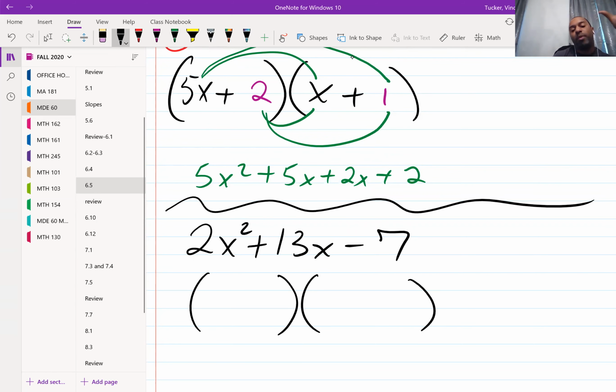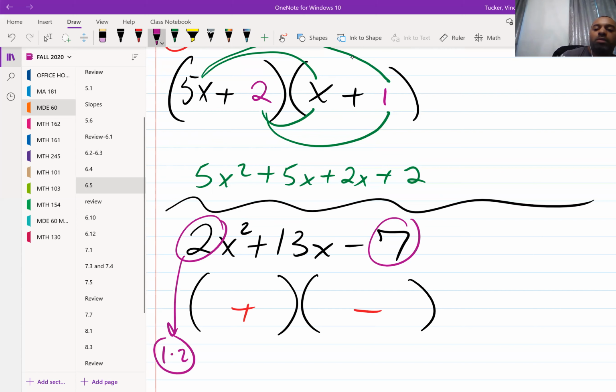All right, we know our parentheses have to be there. And this time, because this back sign is negative, our signs have to be different. And our terms have to subtract from each other to get 13. All right, so here, 1 times 2 is the only way I can get 2. 1 times 7 is the only way I can get 7. So start off with 2x and x.